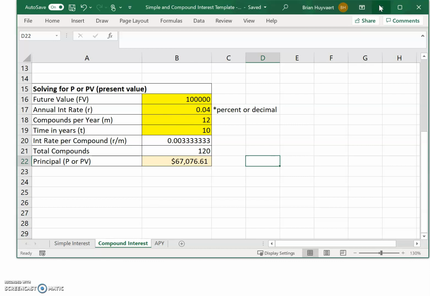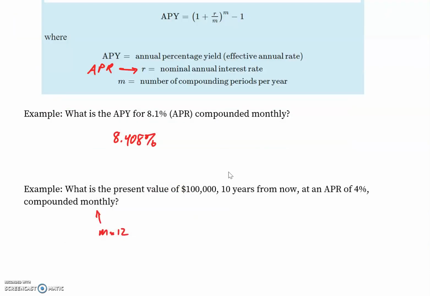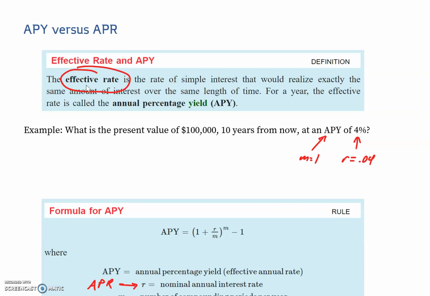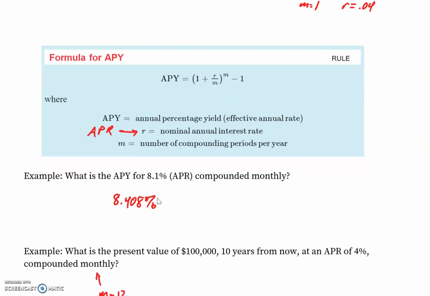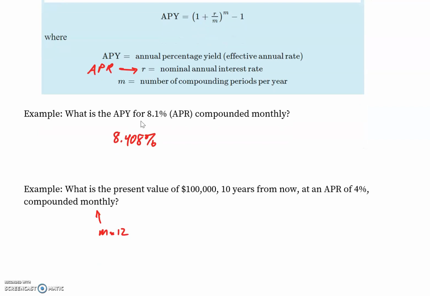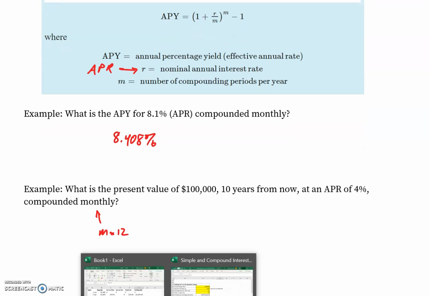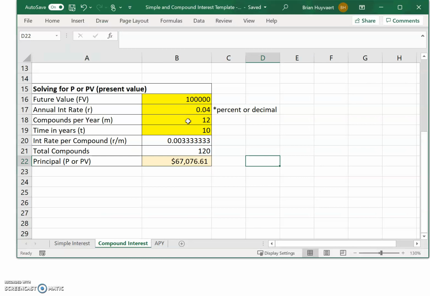So that's another example of solving for the present value. And again, the biggest thing is to think of APY as the actual rate you're getting. When you see APR, it's not accounting for compounds. So taking 4%, compounding monthly, we bump up to 8.408%. The other thing I should mention is that we could keep this as one compound a year and just update the annual percent rate based off of what we found.